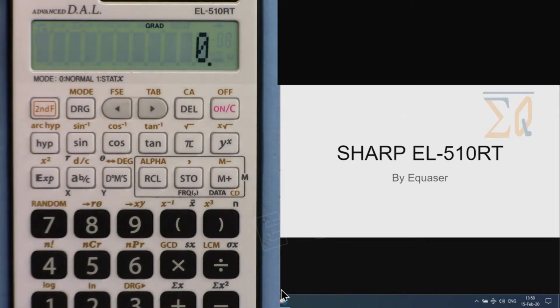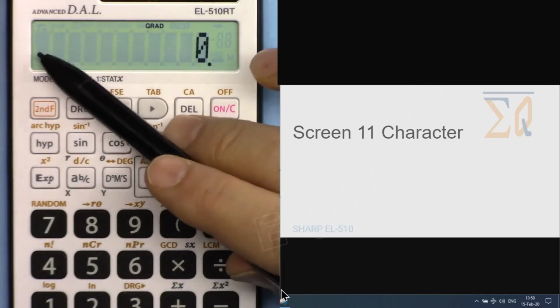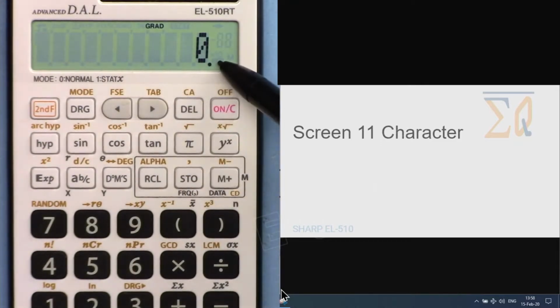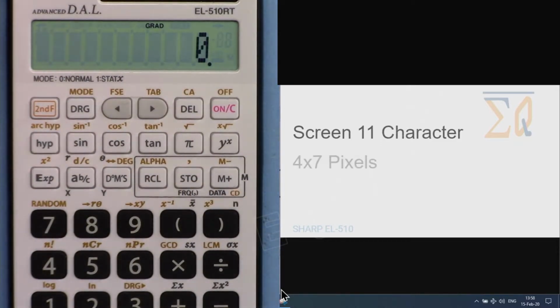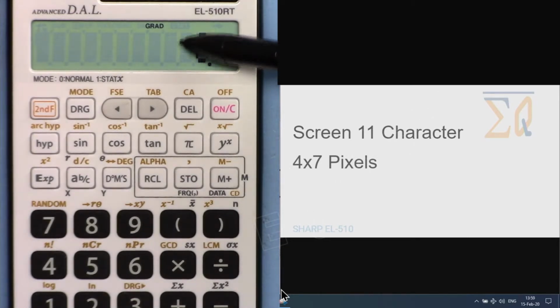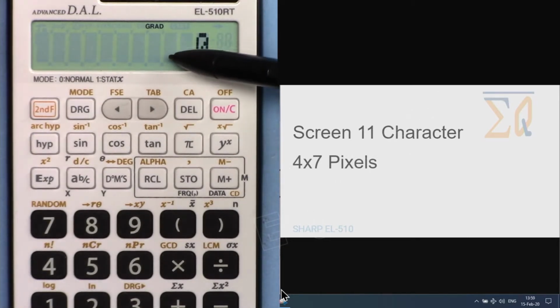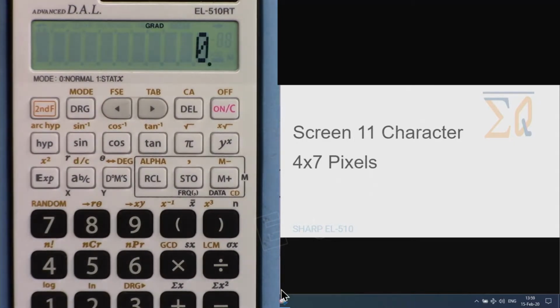The calculator has 11 characters on the screen, and each character is 4 pixels by 7, so it can display different characters or values more smoothly as needed, which we are going to see.